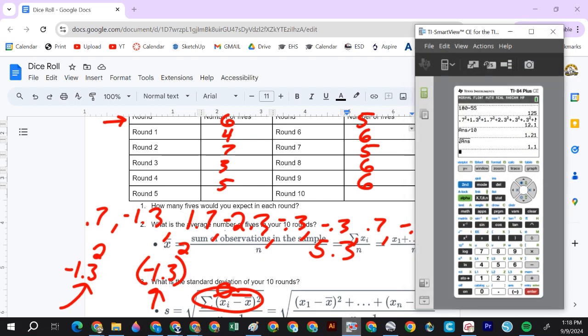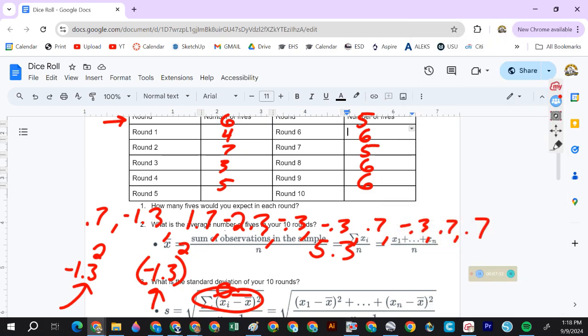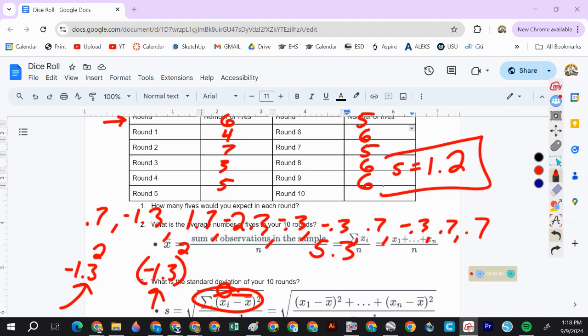Oh, I'm glad somebody's paying attention. Okay, 12.1 divided by 9, thank you. And now I take the square root of the answer, and I get 1.16. And I'm just going to do 1.2. So my S, my standard deviation, is 1.2.